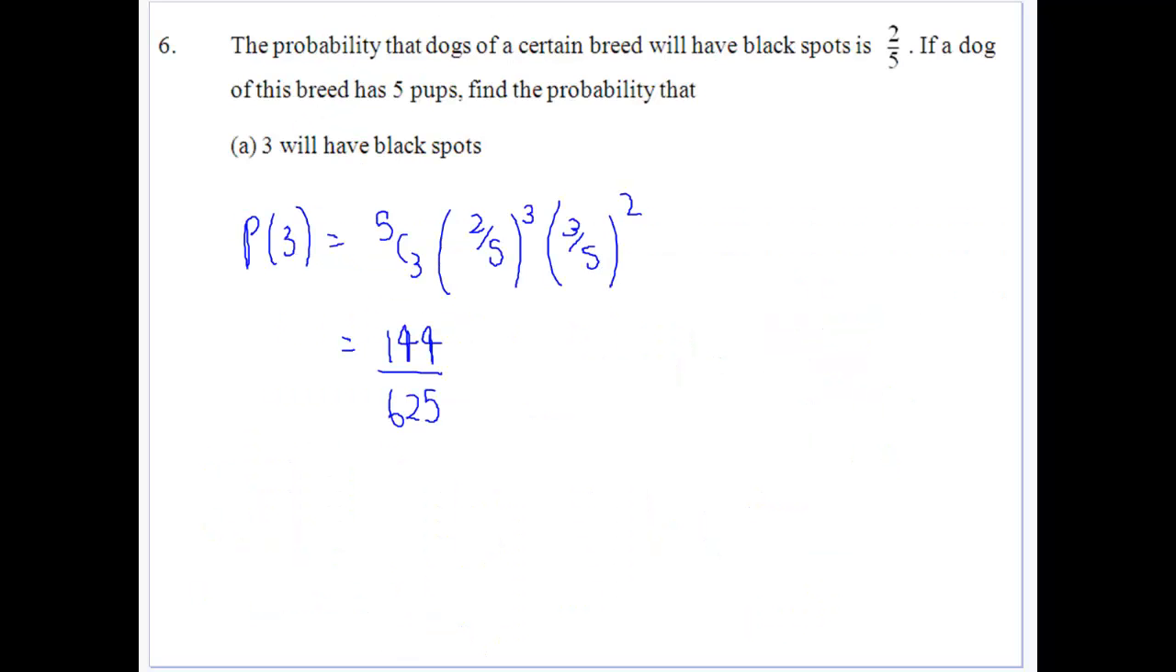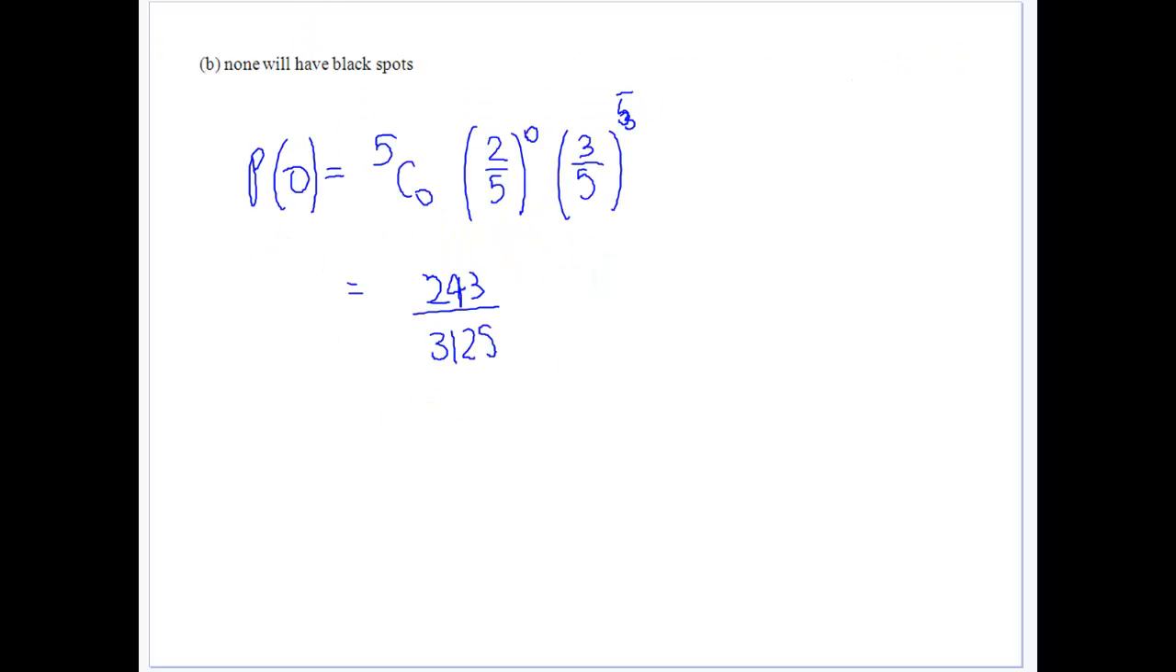This time the probability that a certain breed of dog will have black spots is 2/5. With multiple events of 5 pups occurring, the probability that you have 3 with black spots is 5C3, 2/5 chance of black spots, and that occurs 3 times. And we've got 2 without black spots, which has a 3/5 chance. So that leaves us with 144 on 625.